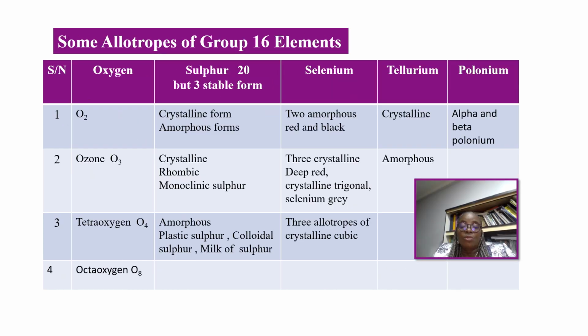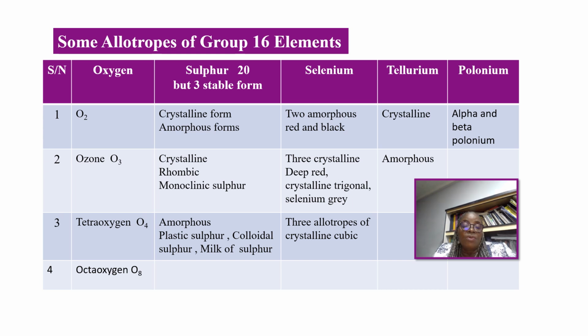Some allotropes of group 16 elements. Almost all chalcogens have more than one allotrope. The most common allotropes of oxygen are dioxygen and ozone. In fact, oxygen has 9 known allotropes. Furthermore, sulfur is known to have over 20 allotropes. Selenium is known to have at least 5 different allotropes, and polonium is known to have 2 allotropes.